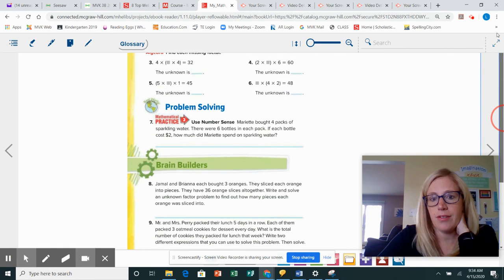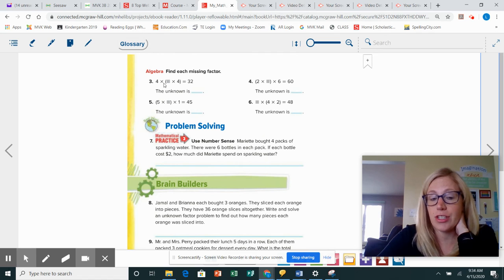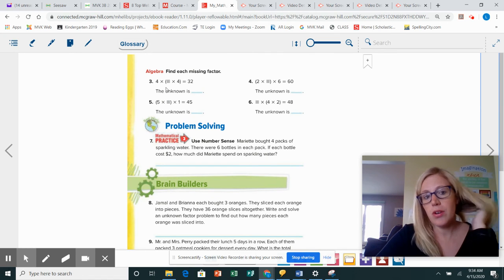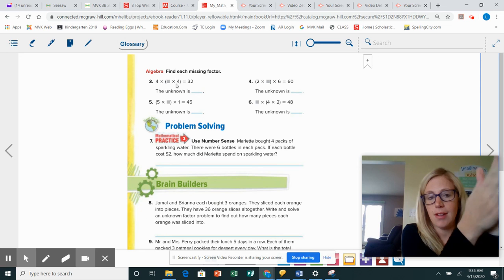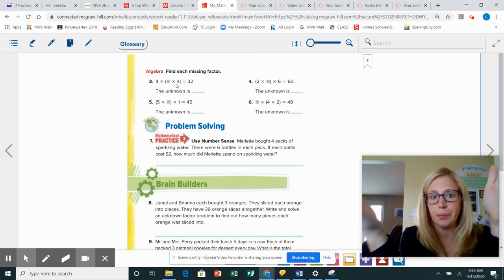And then you have, again, this is the missing factor. This is new, so make sure we're multiplying the factors that we do know first. We know 4 and 4 are the factors, so we multiply 4 and 4 first. Then we can find that product times what equals 32. So if I know 4 times 4 is 16, how many 16s are in 32?